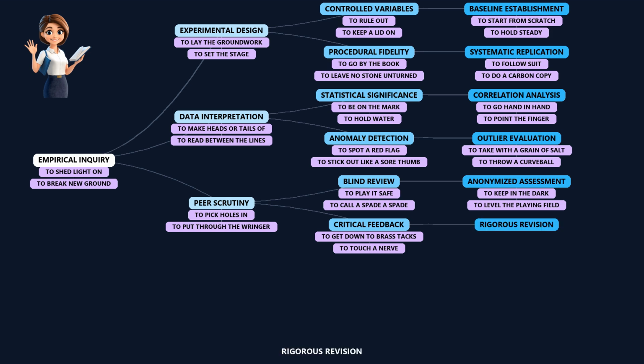Rigorous revision. To achieve a rigorous revision, one must often go back to the drawing board to iron out the flaws in the study. This means starting the plan over from the beginning to fix the small problems the reviewers found.